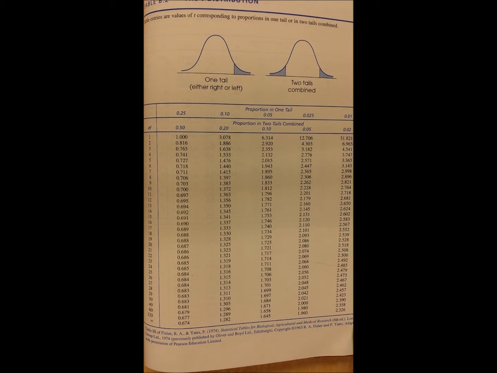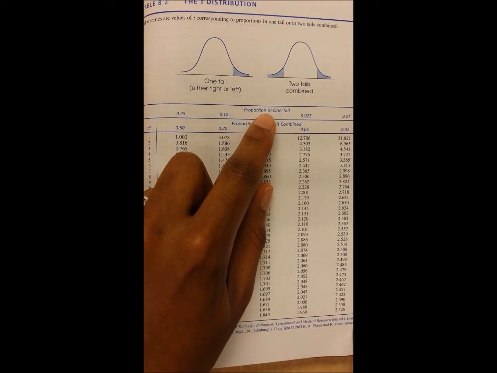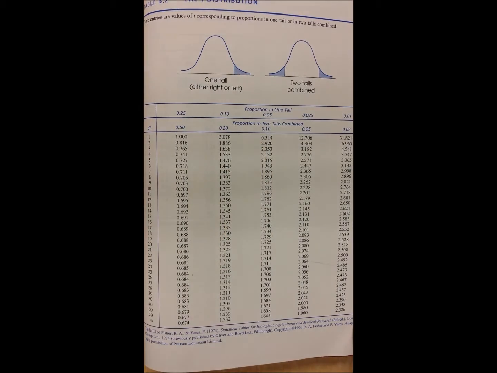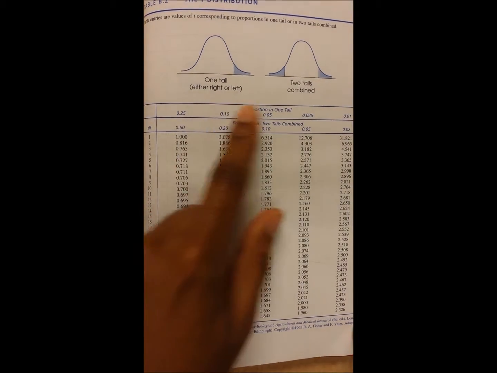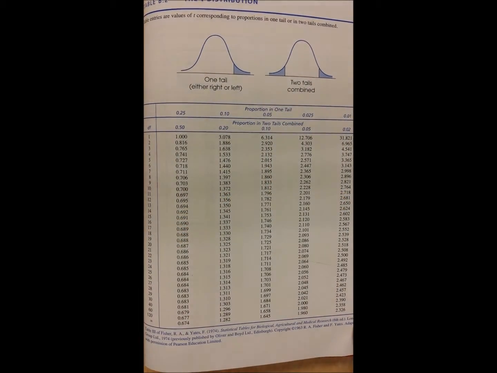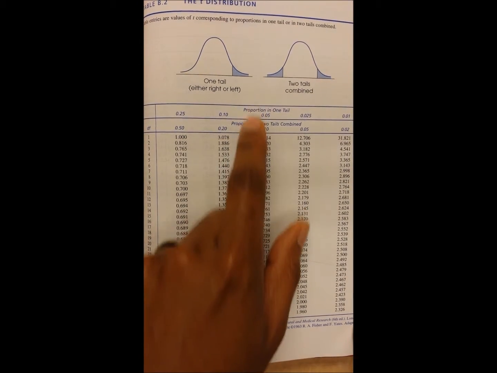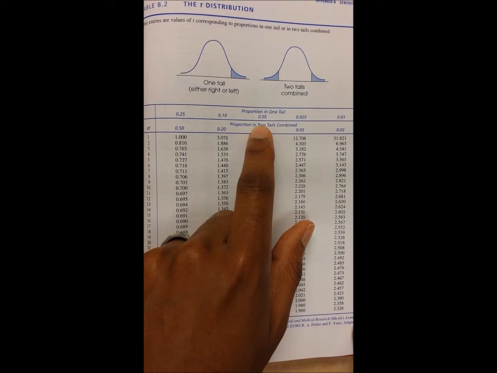How do you go about using this table? Well, you need 3 pieces of information. One, you need to know if you're doing a one-tailed test or a two-tailed test. Is it a directional test or a non-directional test? You need to make that decision, and once you make it, you go to that specific header.